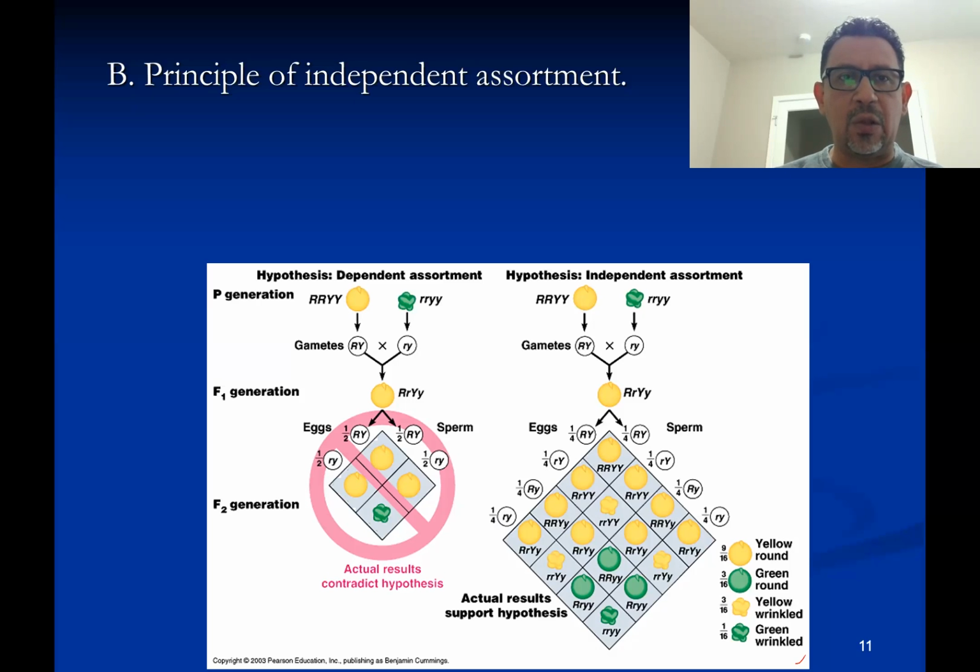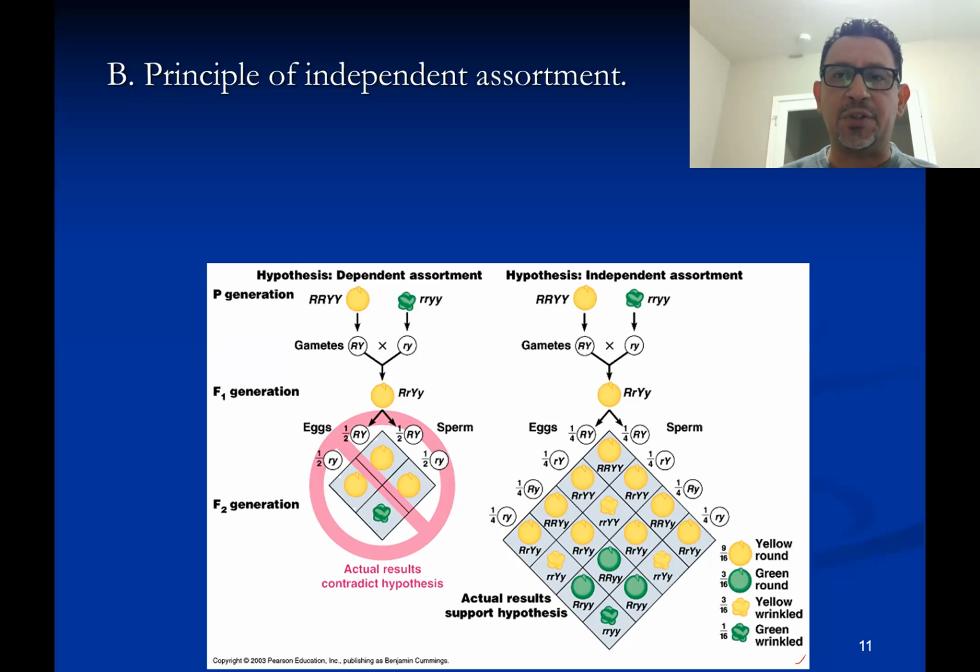Let us take a look at the law or principle of independent assortment. This is a principle Gregor Mendel derived using a dihybrid cross. This dihybrid cross is a breeding experiment where a researcher will be following the inheritance of two characteristics simultaneously.